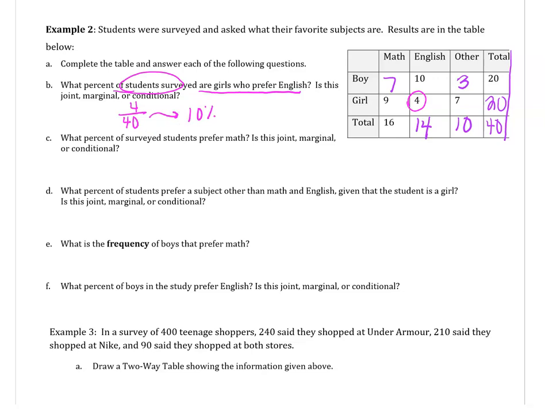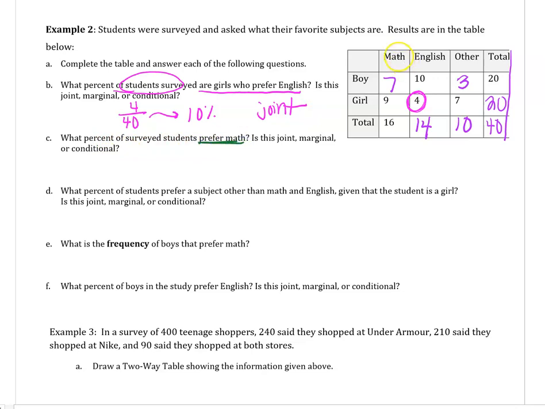What percent of surveyed students prefer math? Oh, actually, I forgot to answer the last question. It says, is this joint, marginal, or conditional? Well, since we're doing a single number, a single cell here, divided by the grand total, this is a joint probability.